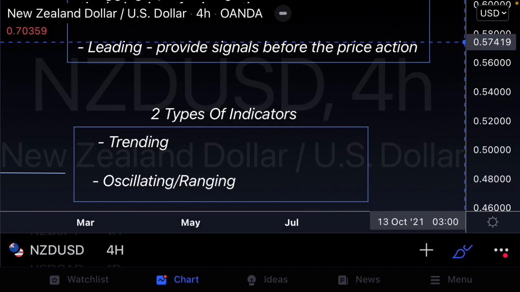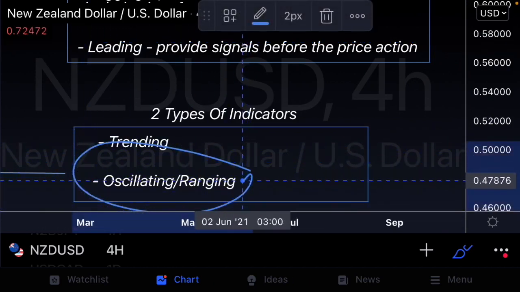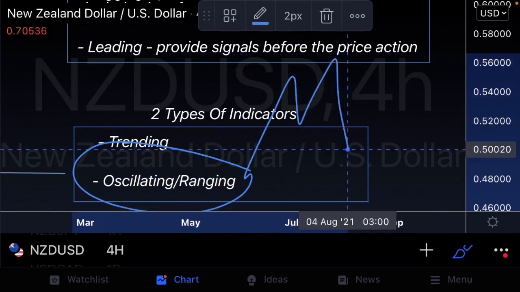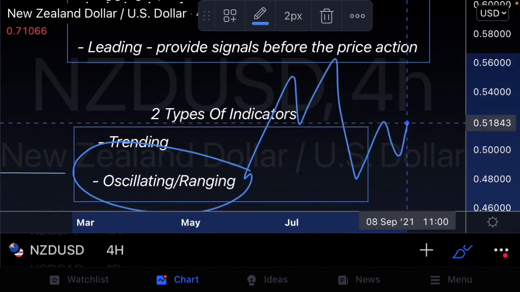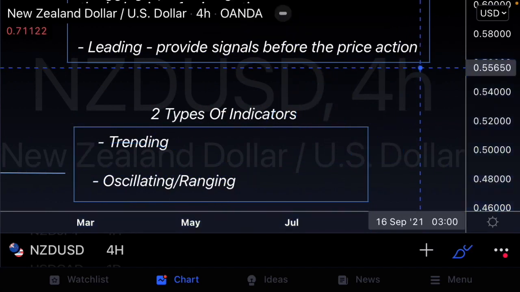Or we could say a nice example of an oscillating indicator or a ranging indicator could be something like our RSIs or our MACDs or our oscillators. So those types of indicators that give us those nice overbought, oversold conditions are beautiful oscillating indicators, or indicators that help us trade and identify ranging price action.